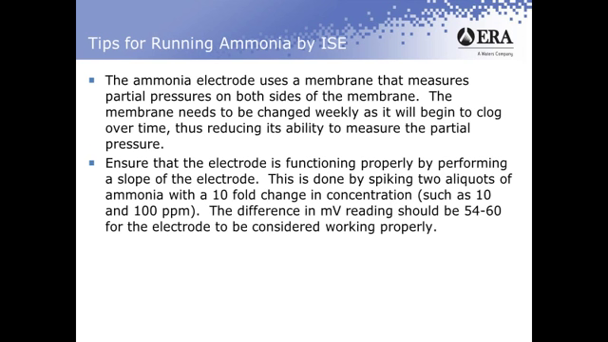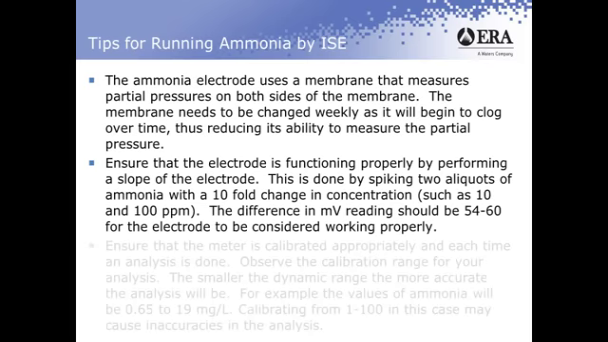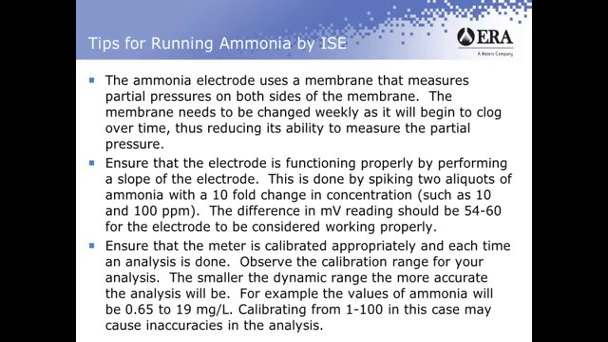You also want to make sure that the meter is calibrated appropriately and calibrated each time an analysis is done. You want to observe the calibration range for your analysis. And what I mean by calibrating appropriately is the smaller the dynamic range, or the smaller the range of ammonia that you calibrated in, the more accurate your curve is going to be.